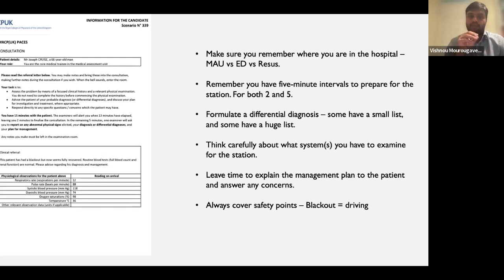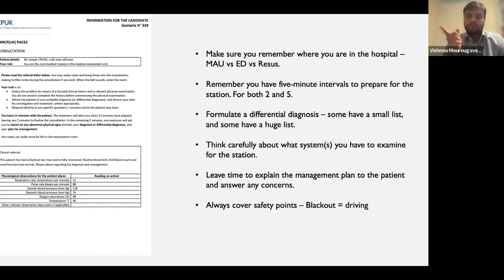You do not have to ever do a full exam of a thing just because, oh, I need to listen to the heart, so I must do a full cardiac exam. No, you can just listen to the precordium if that's all you need to do. So you can choose bits and pieces of exams that you need to cover in your station. I would suggest in a blackout, you would probably want to do a bit of a cardiovascular exam and a bit of a neurological exam because the main differentials for a blackout are either cardiological or neurological.